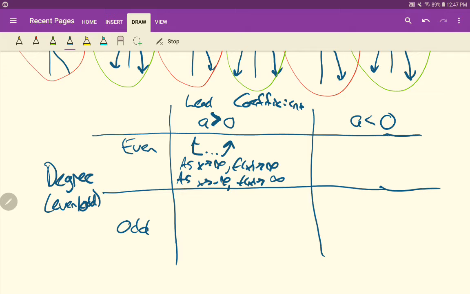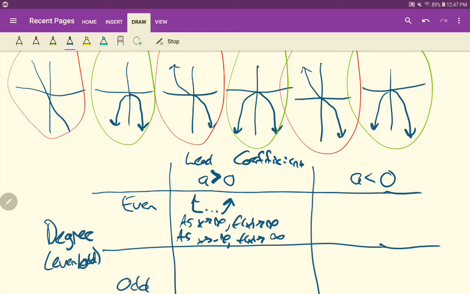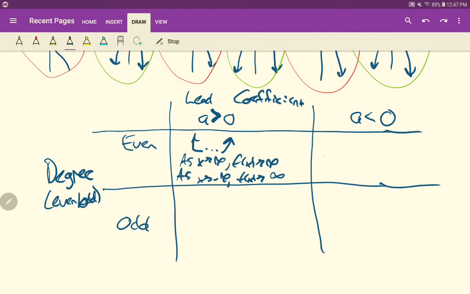Okay, now, even degree, negative lead coefficient, well, that just reflects it over the x-axis, and we get something that looks like this, right? Okay, so as x approaches infinity, f of x approaches negative infinity, and as x approaches negative infinity, f of x will also approach negative infinity. And again, our end behavior looks something like this.